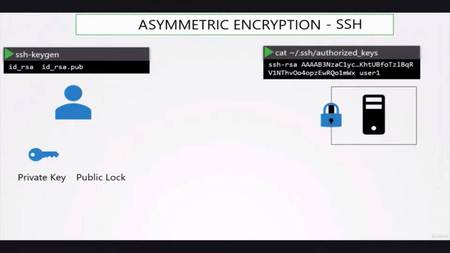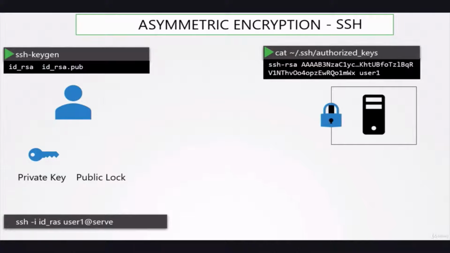So you see, the lock is public and anyone can attempt to break through. But as long as no one gets their hands on your private key, which is safe with you on your laptop, no one can gain access to the server. When you try to SSH, you specify the location of your private key in your SSH command.